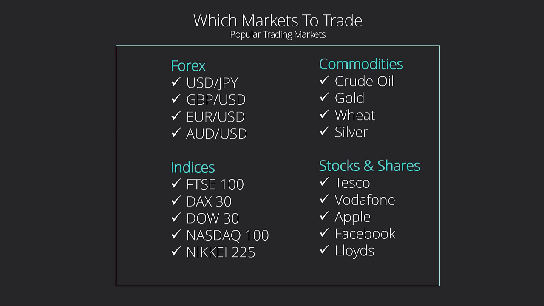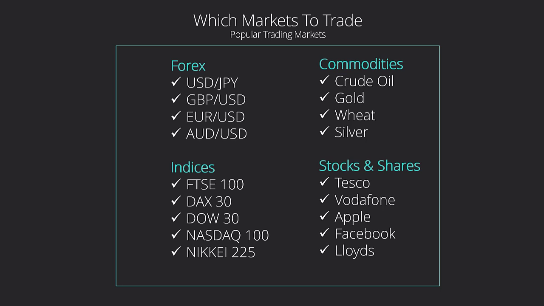Same with the US. You've got obviously the big boys: Apple, Facebook, Google, Amazon, Netflix, Tesla. We could go on. And then Germany, you've got a handful as well. France, you've got a handful. All available. All going to be slightly different costs to trade, slightly different advantages and disadvantages to trading those. But again, these are the kind of things that people will trade.